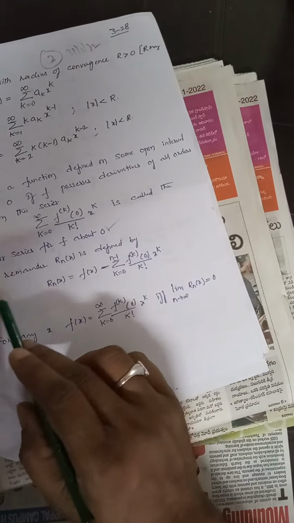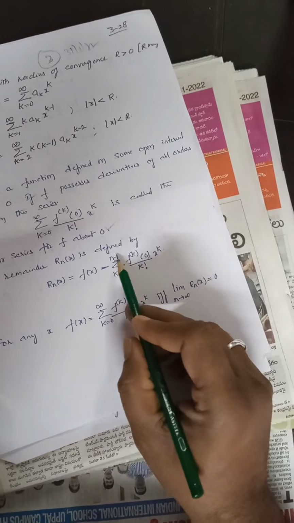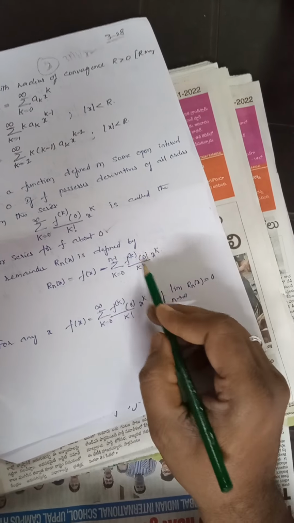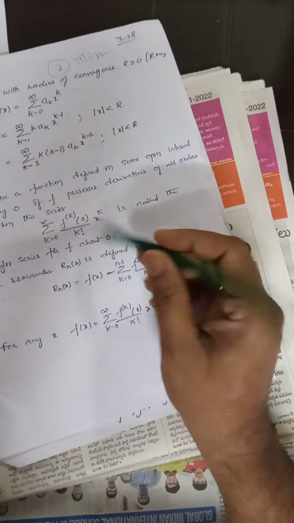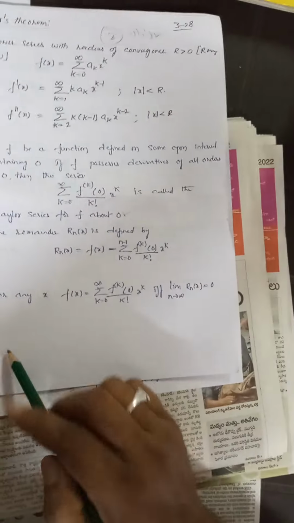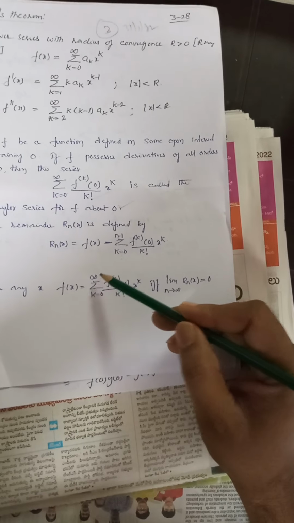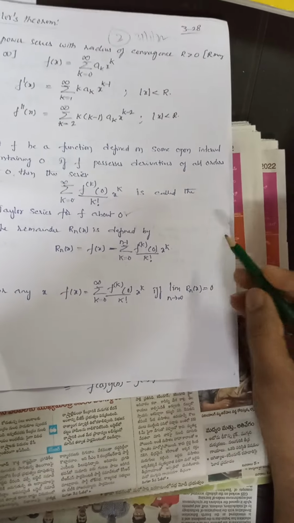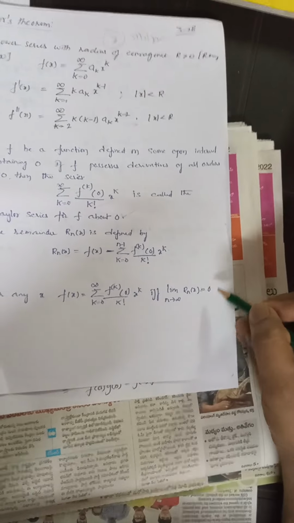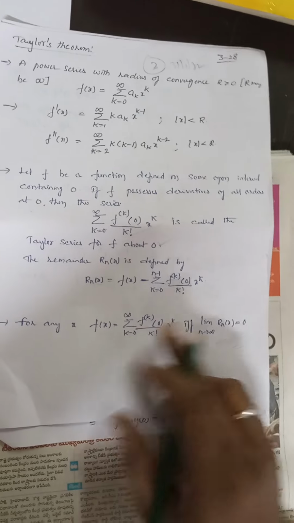Now the remainder R_n of x is defined by R_n of x equal to f of x minus the summation k running from 0 to n minus 1 of f^(k) of 0 times x to the power of k by k factorial. You have to remember this definition. To define the Taylor series at 0, you have to write this. Next, for any x, f of x is equal to the summation k running from 0 to infinity of f^(k) of 0 times x power k by k factorial if and only if the limit as n tends to infinity of R_n of x is equal to 0. If this holds, then only you will get this.